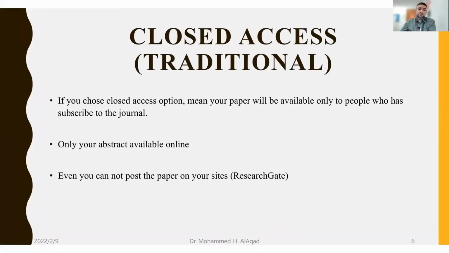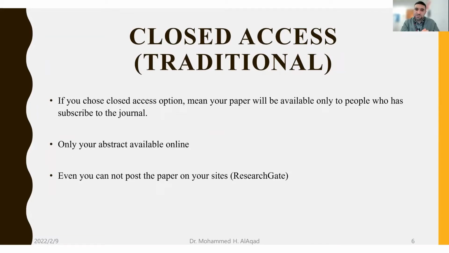The closed access, if you choose the closed access option, means that your paper will be available only to people who have subscribed to the journal. For example, most universities have subscriptions to Harvard, Oxford, and Cambridge. Like, for example, here, University of Malaya, which is considered one of the best research universities in Malaysia, has access to most of Cambridge Press and Oxford Press. So you can read most articles published by Cambridge Press, Harvard Press, or Oxford Press for free, but through your university email, because your university has access.